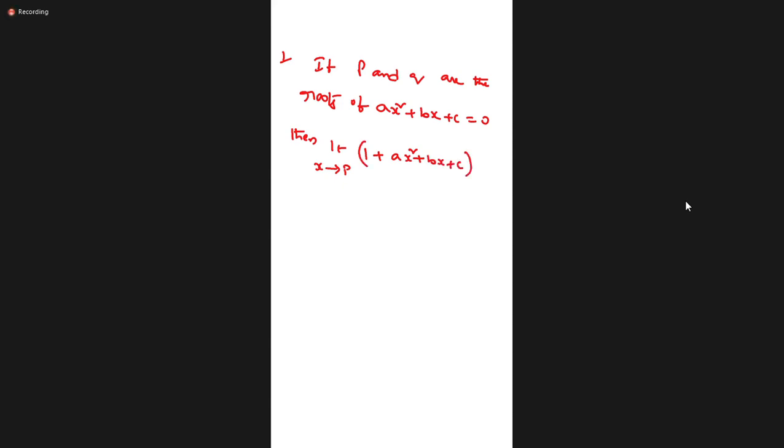Next one, see, if P and Q are the roots of ax square plus bx plus c is equal to 0, then limit x tends to p of (1 plus ax square plus bx plus c) whole power 1 by (x minus p). What is the answer for this?